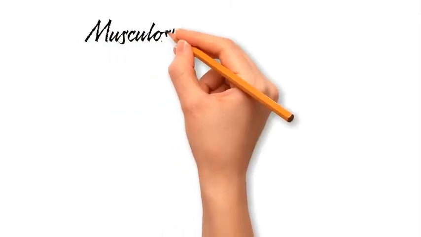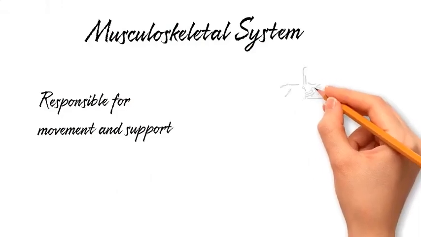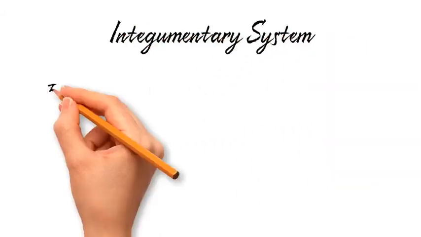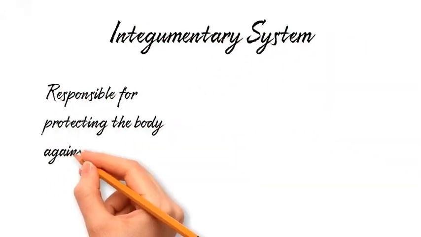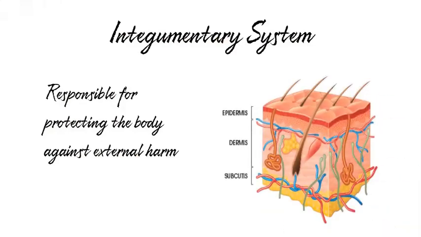The musculoskeletal system is responsible for movement and support. It includes the bones, muscles, tendons, and ligaments. Finally, the integumentary system is responsible for protecting the body against external harm. It includes the skin, hair, and nails.